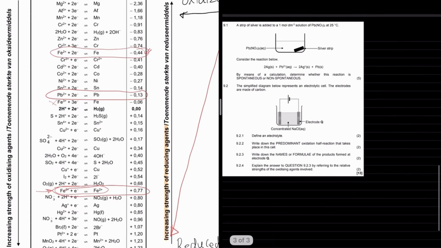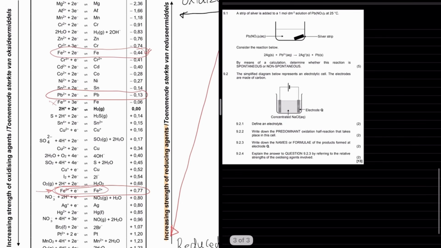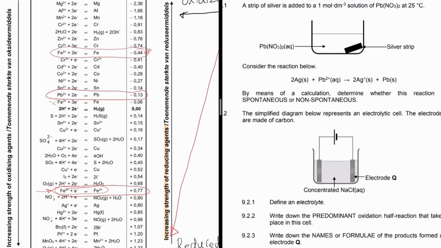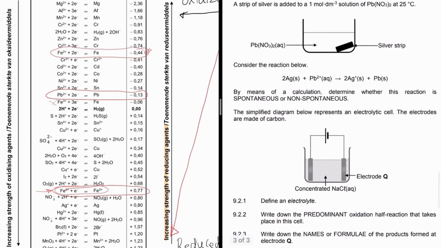Question 9. Question 9 says a strip of silver is added to a 1 mole per dm cubed solution of PbNO3 at 25 degrees Celsius. Consider the reaction. By means of a calculation, determine whether this reaction is spontaneous or not spontaneous. Now, if they want us to do a calculation, what they want us to do is calculate the E of the cell. If the E of the cell is positive, then it's spontaneous. If the E of the cell is negative, then it's not spontaneous.